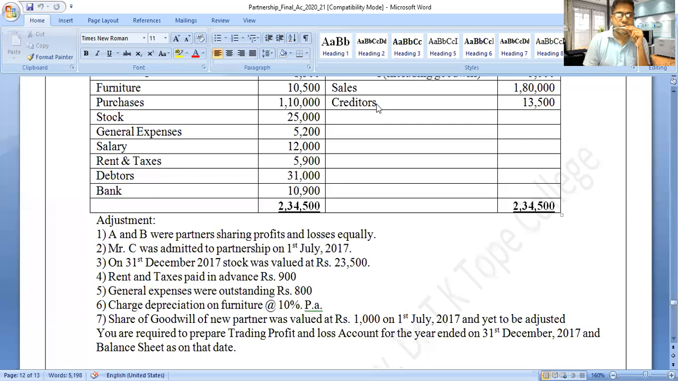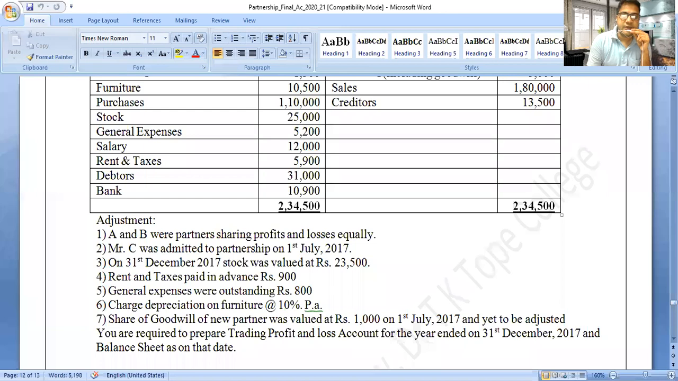Charge depreciation on furniture at the rate of 10% per annum. Share of goodwill of new partner was valued at rupees 1000 on 1st July 2017 and it is to be adjusted. You are required to prepare trading profit and loss account for the year ended 31st December 2017 and balance sheet as on that date.